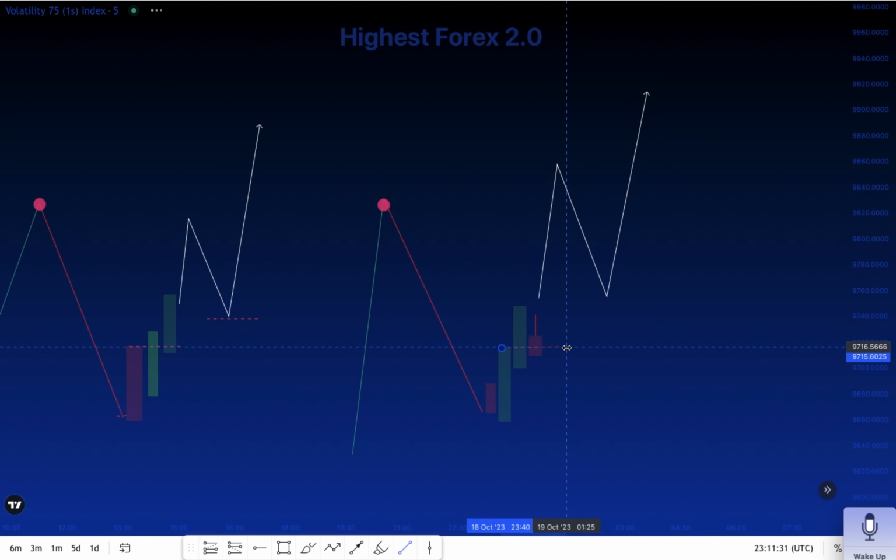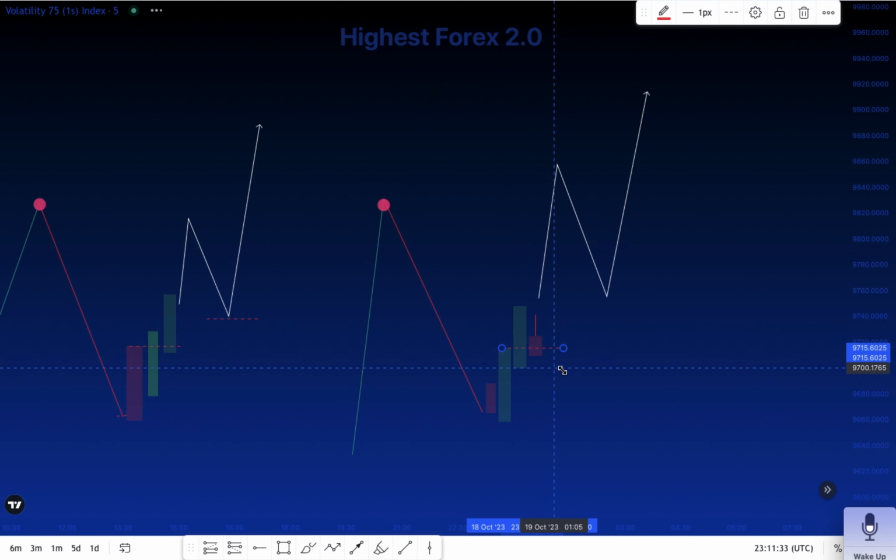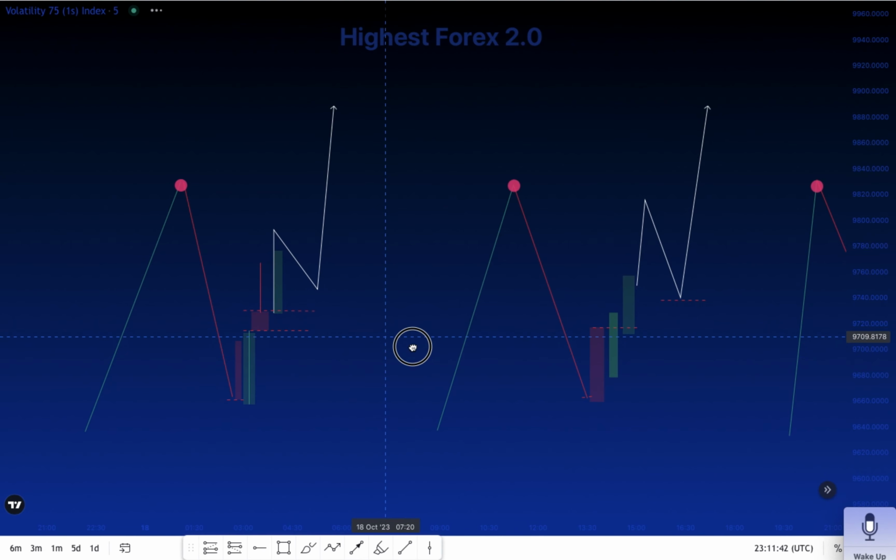If I draw the highest point of the order block candle, you can see this candle is in it, so it is not a valid order block already, and it also has an inducement. So let's go to scenario number one.